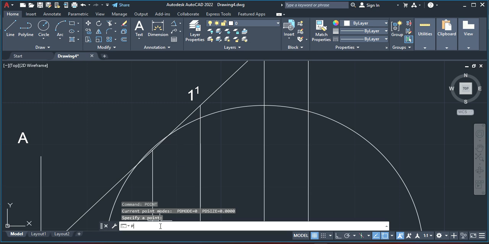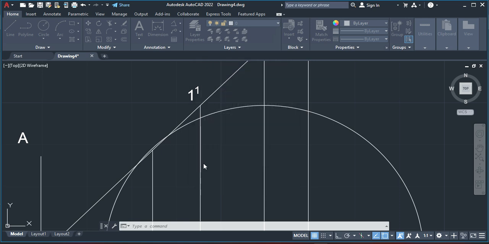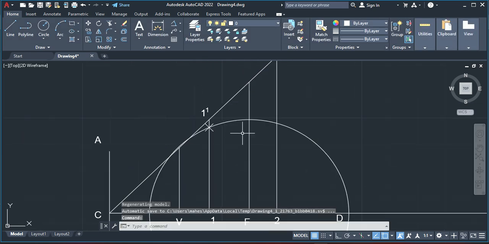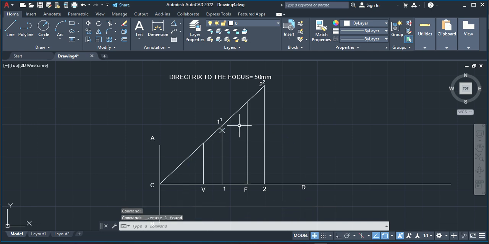I want to mark it here, but it is very small. You can go for point type to increase the size of the point. So this one, or let us say 10. Okay, right, it is visible now. So this is the first point. After getting the point, just remove this circle. Then similarly I will go for the second one.